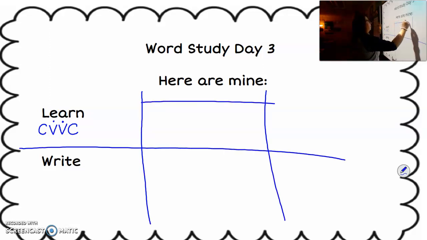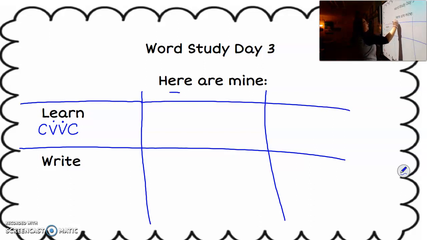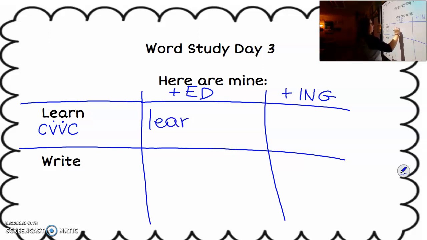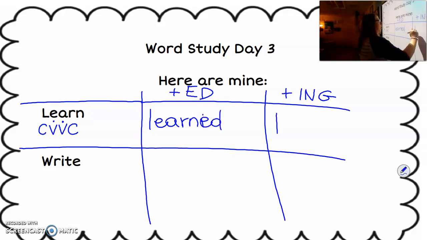So I'm going to make myself a little chart to keep it straight. In this column, I'm going to be adding the suffix ed, and I add the suffix when I put my verb in a past tense. And here I'm going to add the suffix ing. That's the suffix I add when I want my word to be in the present tense. So since the word learn is CVVC, I do not have to double any consonants before I add these suffixes. So it's going to be learned, and learning.